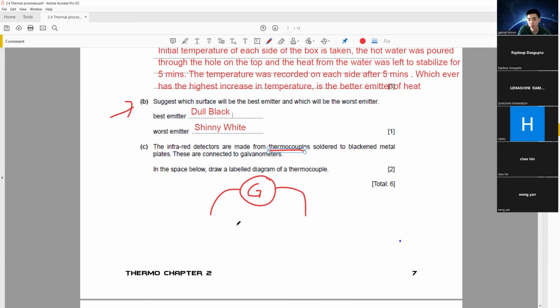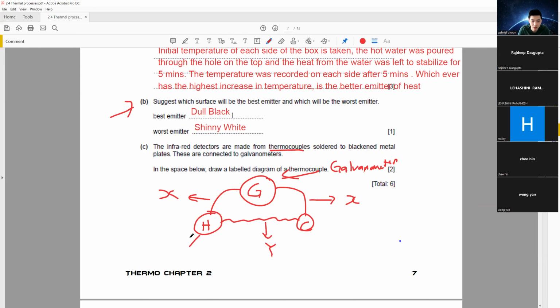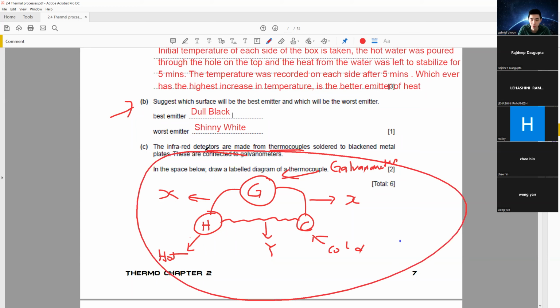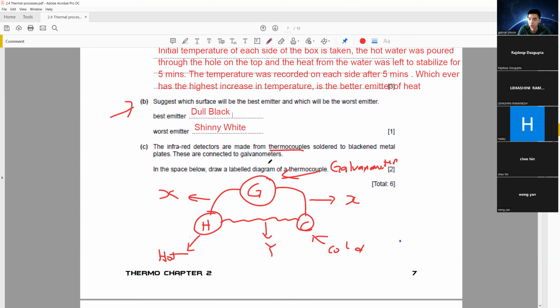And after that, there's going to be metal X here. There's going to be a hot junction here. There's going to be a cold junction here. And there's going to be a different metal Y here, right? Now, of course, you're going to label everything. You're going to say, this is obviously going to be a galvanometer. This is going to be a metal X. This is going to be a metal Y, and this is going to be your hot junction, and this is going to be your cold junction, guys. For the full diagram, please refer back to your notes, guys. I don't think I need to draw everything and label everything nicely again for you guys. But if you're asked to draw, you could draw this and label everything. It should be good enough, guys.